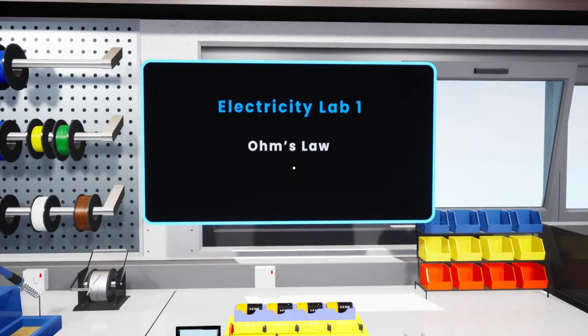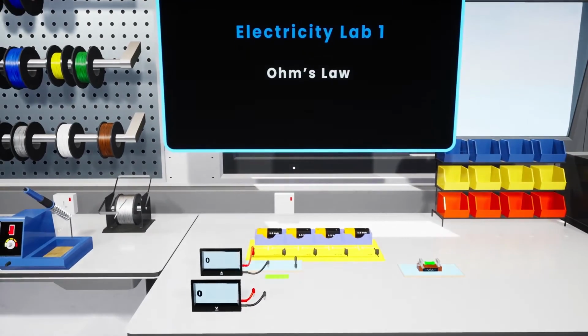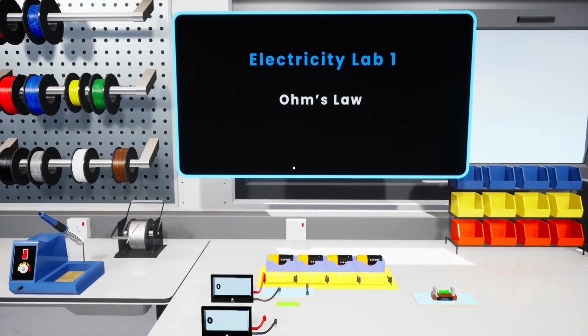Welcome to the Electricity Lab. In this lesson, we will introduce you to Ohm's Law. So what is Ohm's Law?